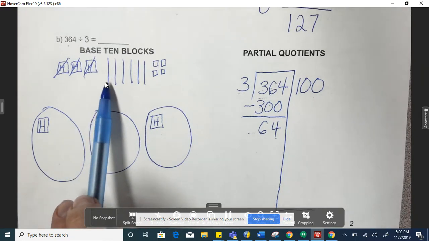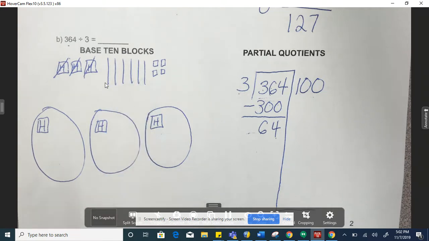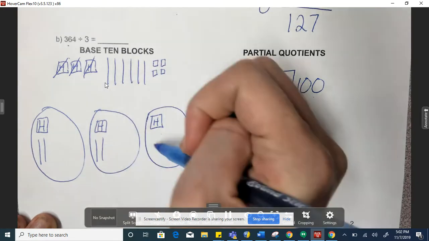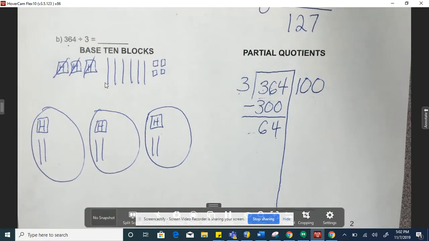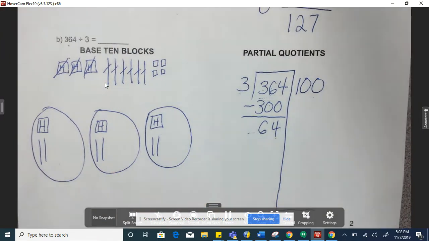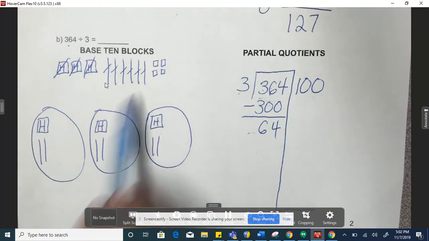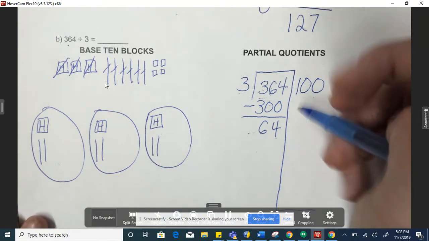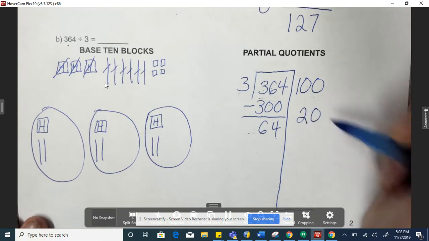Well, we have 6 tens. 1, 2, 3, 4, 5, 6. So let's give each group, or each dinosaur, 2 tens. Sorry. 1, 2, 3, 4, 5, 6. So we've now used 6 tens. So I'm going to cross out 6 tens. All right. So now that we've used 6 tens, let's do that in our partial quotients. We're saying that each group or each dinosaur is getting 2 tens, which is the same as 20 ones. So we're going to write 20 over here.